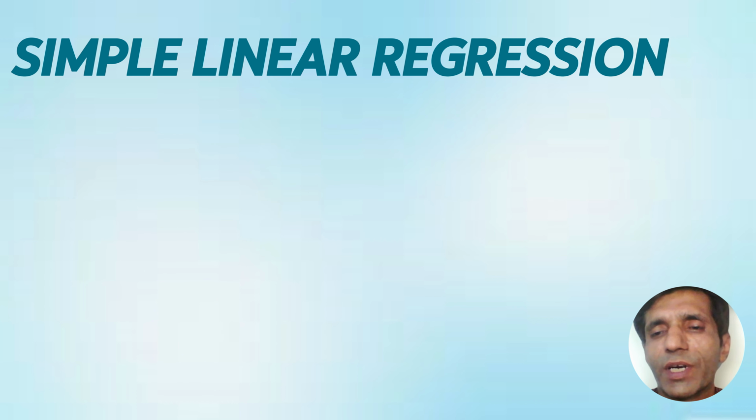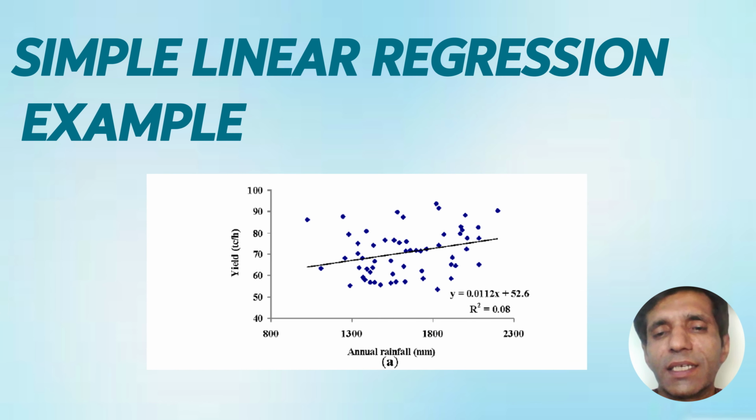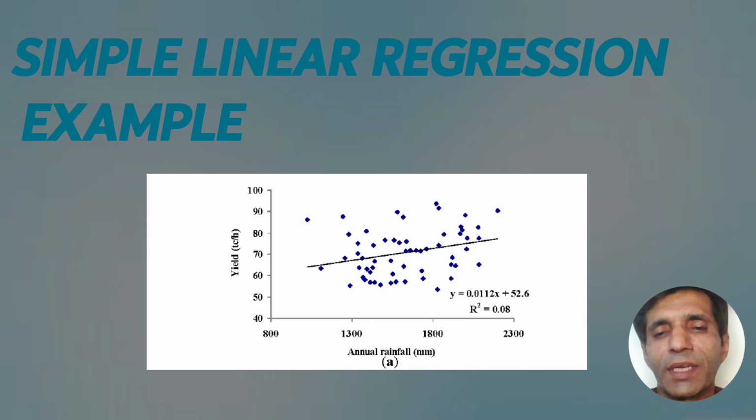Let's take our rainfall and crop yield example again. We plot the data and draw a linear line through it. This line helps predict crop yield based on rainfall.